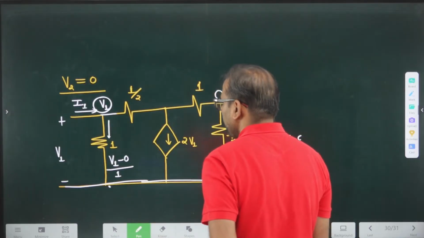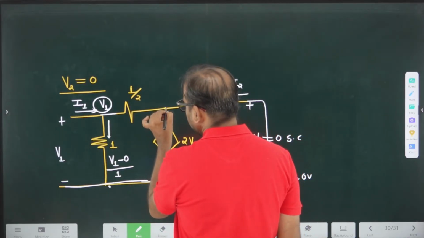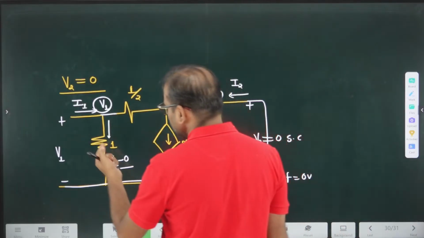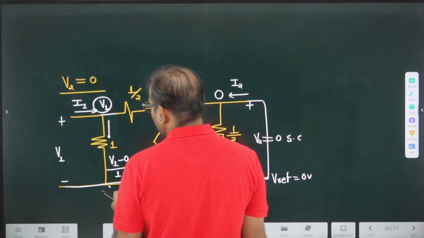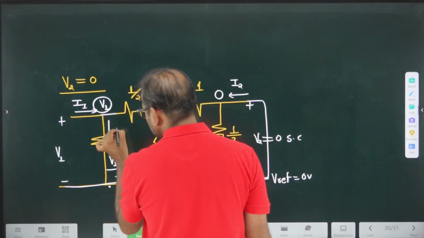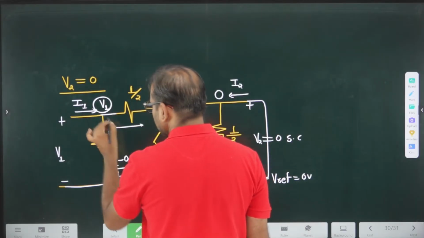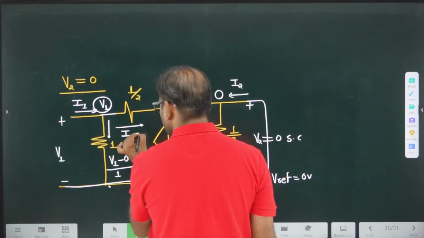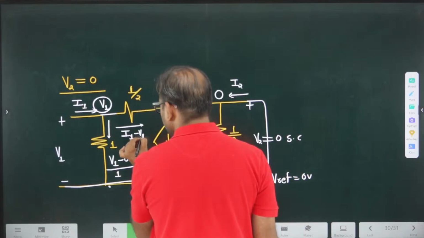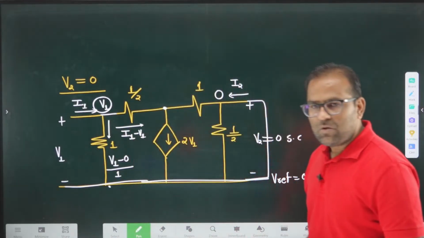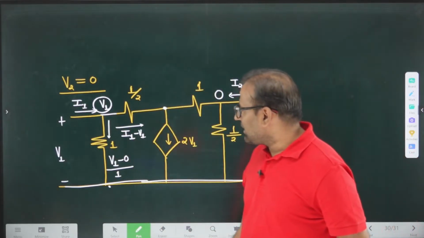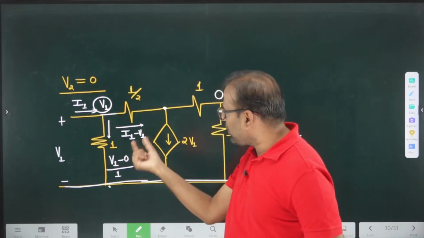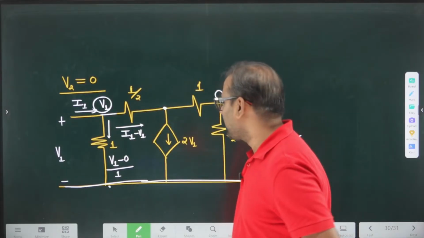Fine. Let's apply, what is current from this branch. If this is V1, what is current in this branch? So you can say the current in this branch is I1 minus V1. Why is it I1 minus V1? This is I1 minus V1 because I1 is total incoming current, out of which V1 is going inside this. So this current is I1 minus V1.